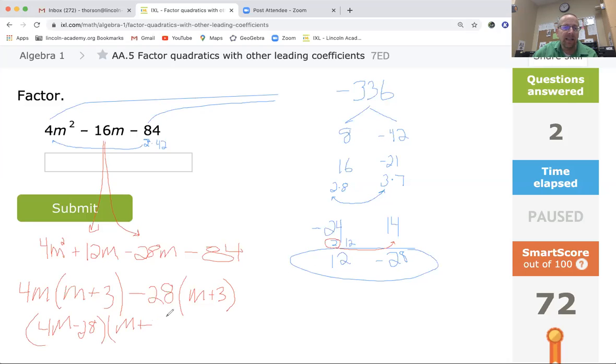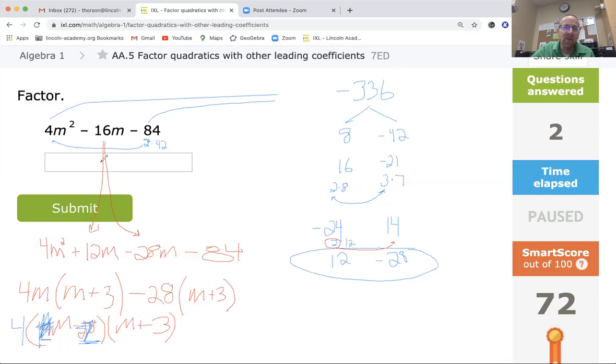Now, they're being a little bit tricky here. We're not quite done. And the reason they're being tricky is, what do you notice about this number here and this number here? Yeah, they both have a factor of 4. So your final solution is going to have a 4 sitting on the outside of both of these parentheses, where this becomes an m minus 7. So in other words, I'm going to factor out a 4, which makes this a 1, and this becomes a 7.